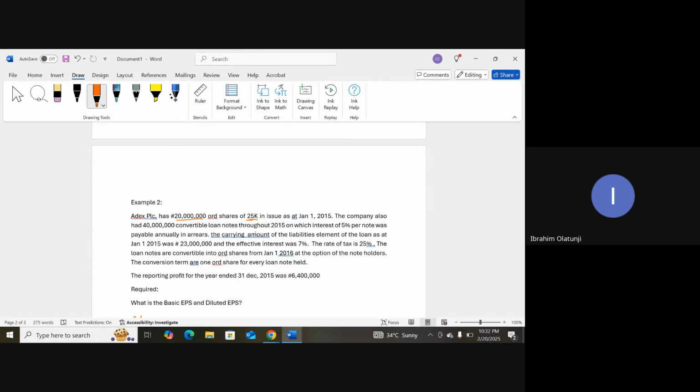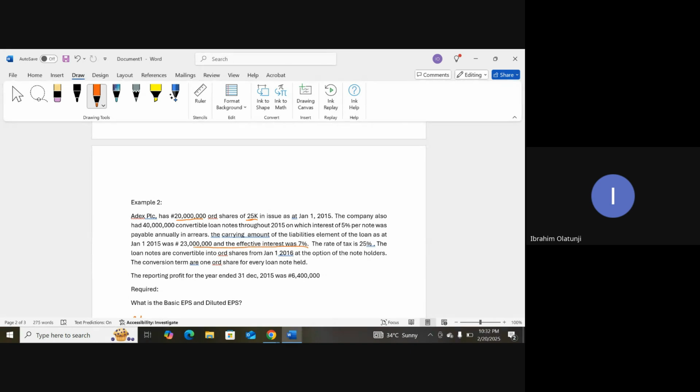Throughout 2015, interest of 5% per loan note was payable annually in arrears. The carrying amount of the liability element of the loan was 23 million, and the effective interest rate was 7%.